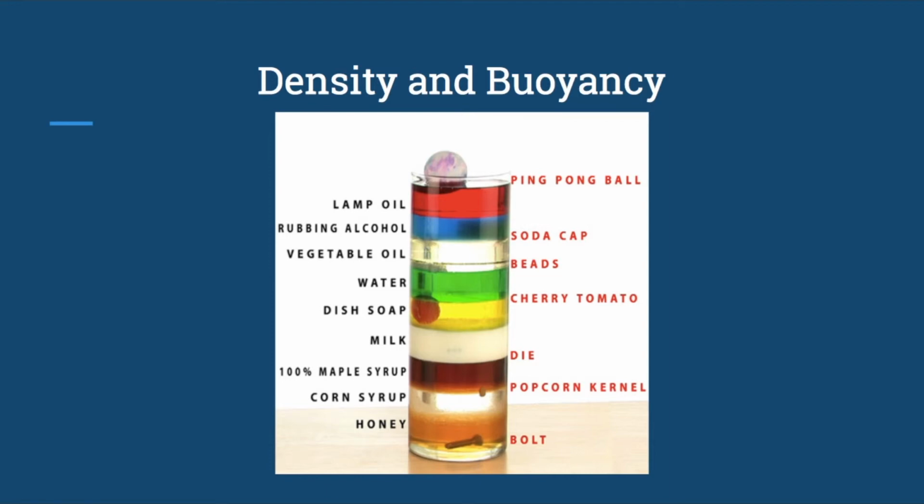to the bottom. Additionally, you can see the different densities in liquids, as you can see the clear layers. Honey, a very, very dense liquid, sinks straight to the bottom, whereas something like water is much higher up, and then lamp oil is at the very top.